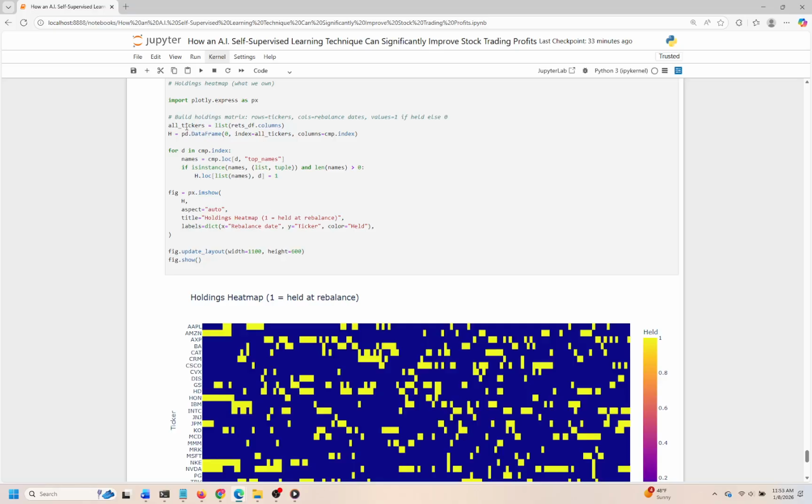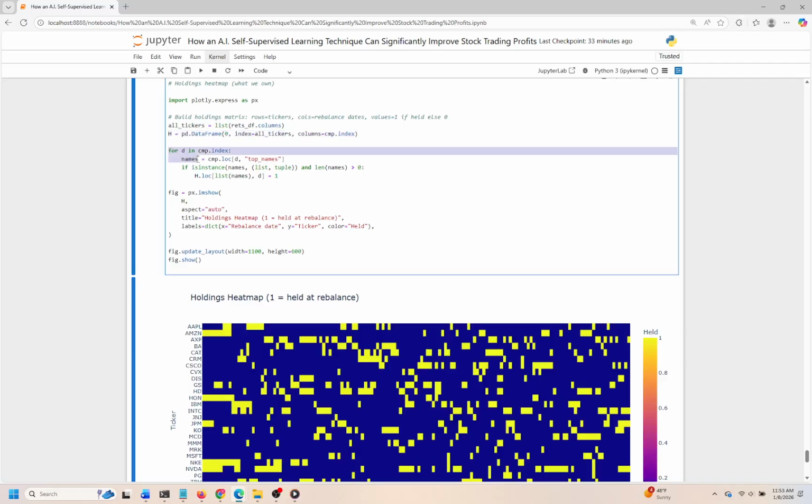To achieve this, we begin by constructing a matrix where each row represents a ticker symbol and each column corresponds to rebalance dates. We initialize a data frame filled with zeros. This is where we'll log whether an asset is held at each rebalance point. For every date in our comparison data frame, we extract the top names. Those are the assets we held on that date.